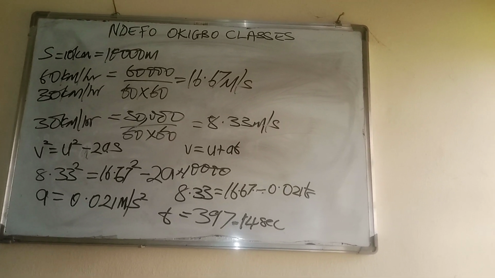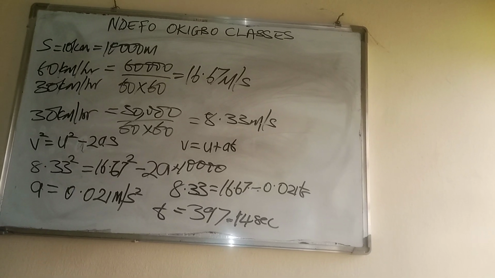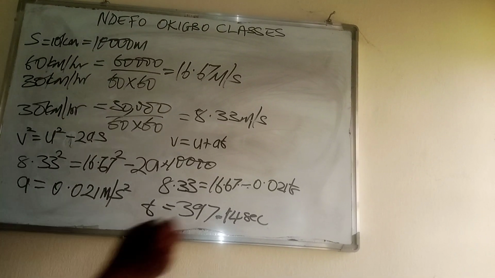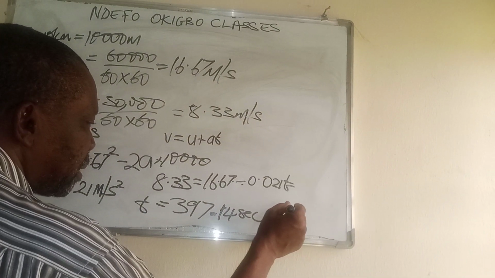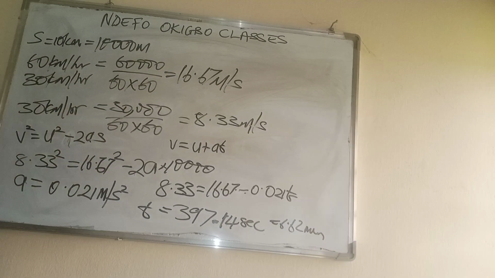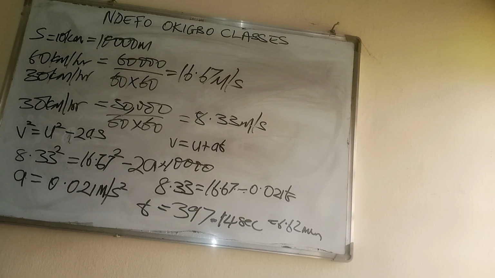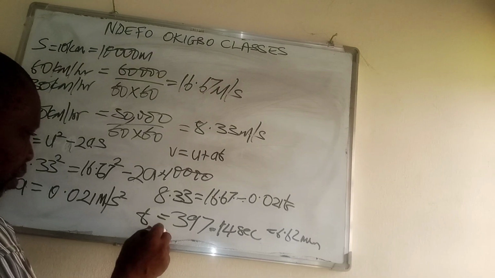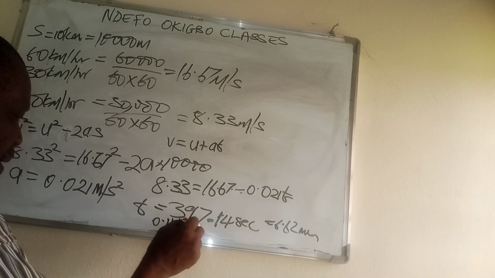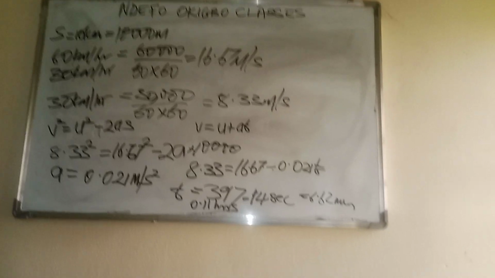If I care to, I can change it to minutes and hours. I can change it to 6.62 minutes, which is 0.11 hours. So that's the solution to that question.